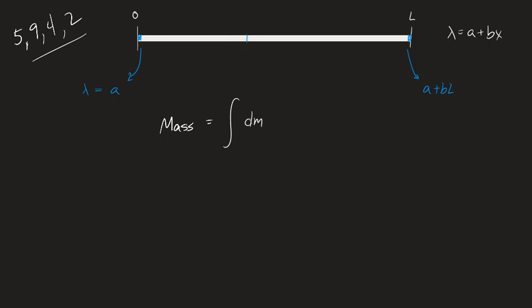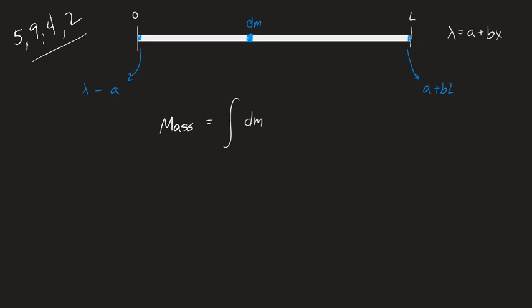All right? Summed up over the whole bar. So I'm going to break the bar into lots of little pieces. Let's identify a single piece from the bar. There's my single piece, dm.